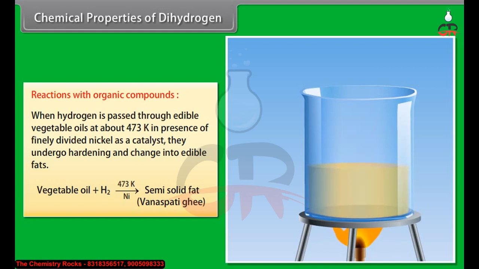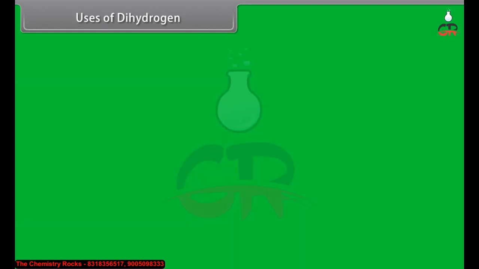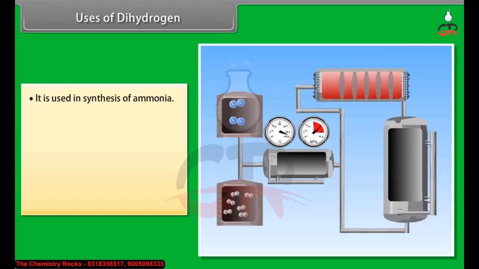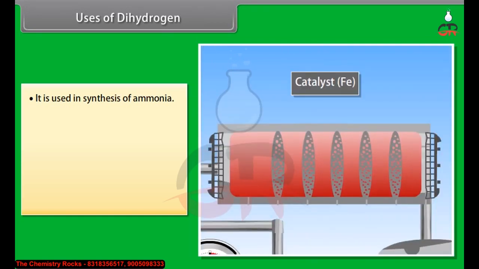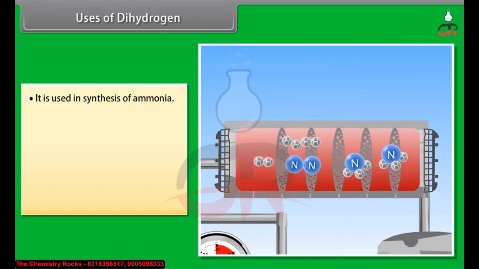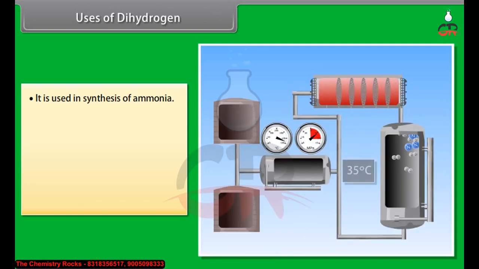Uses of dihydrogen. It is used in the synthesis of ammonia. Nitrogen and hydrogen are passed to a heater, where they are heated up to a certain temperature. After that, they are compressed and then passed to a heater, where the reaction takes place. After that, the mixture is passed to a waste heat boiler, from which ammonia is cooled and then stored, and nitrogen and hydrogen are recycled. It is used in the manufacture of vanaspati ghee.